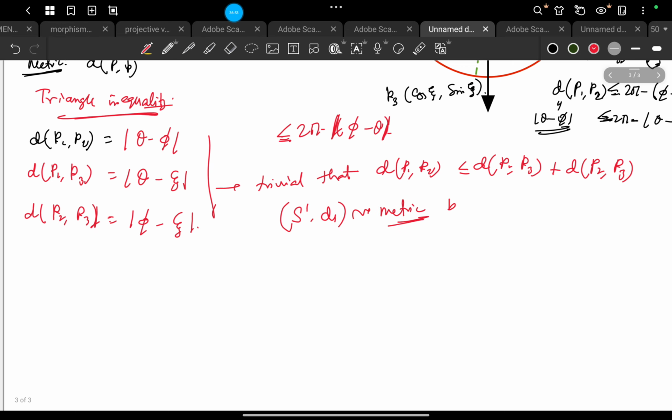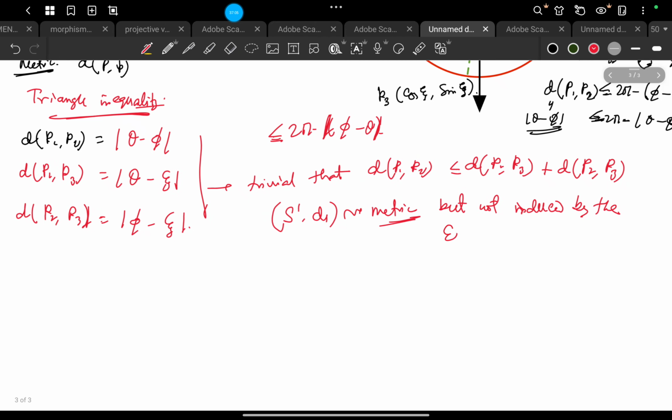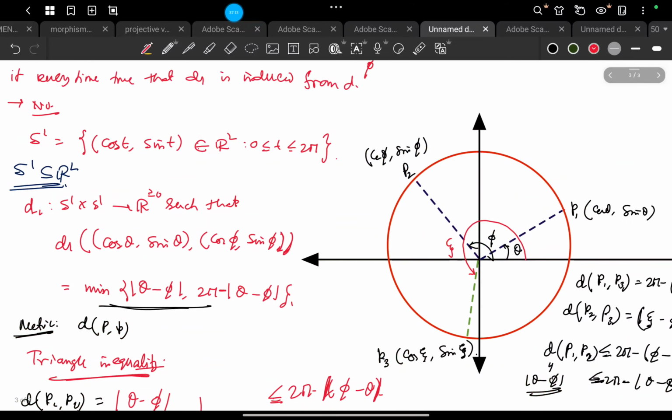So this S1 comma d1 is a metric space, but not induced by the Euclidean metric. Why? Because once you consider the Euclidean distance between P1 and P2, you are basically considering this distance, right?